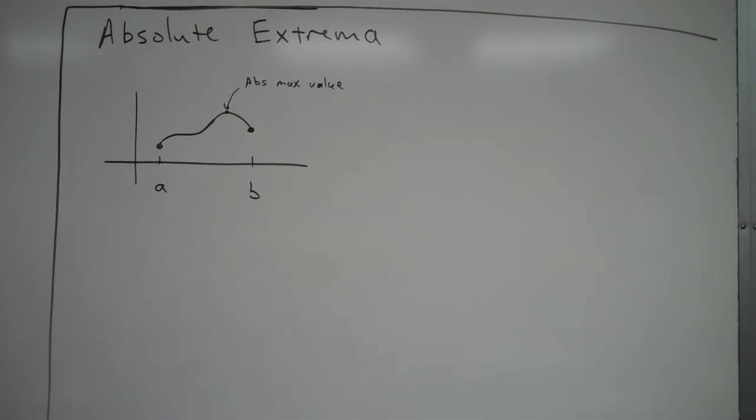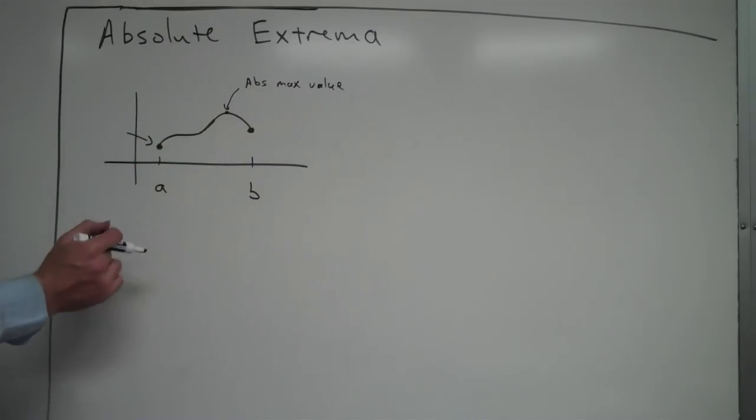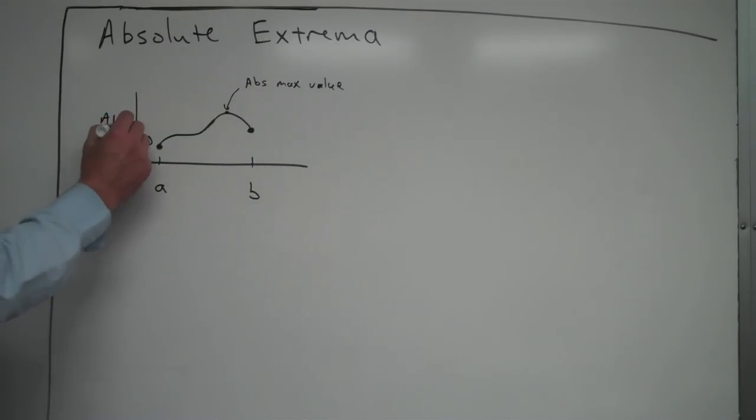And the absolute minimum value in this case would occur right here, because this is the lowest y value for this function anywhere in between a and b. So this would be the absolute minimum value.